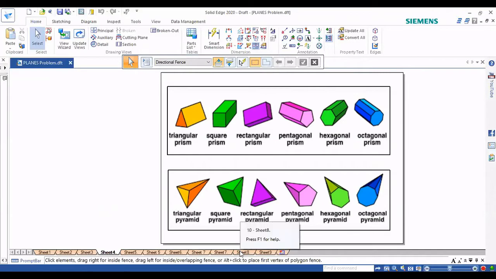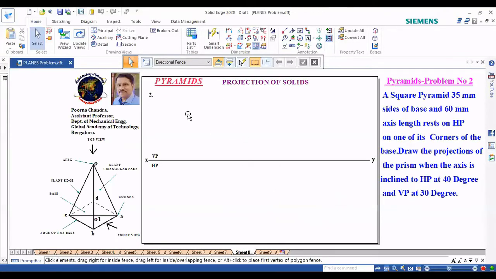Now we shall discuss problem number 2 in pyramids. So this is the square pyramid. We have a square base, and if you join all corners to the apex, we get a square pyramid. Here we have the slant edge, and this is called the slant triangular face. You can follow that triangle OAB is a triangle formed, and the slant edge OC is a triangular face edge.